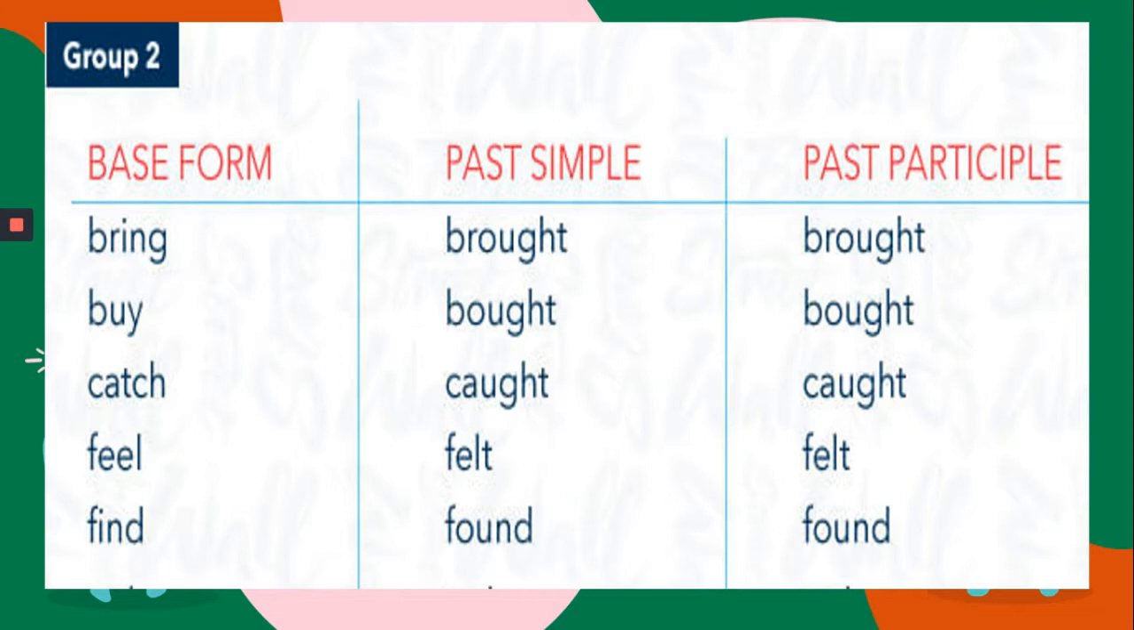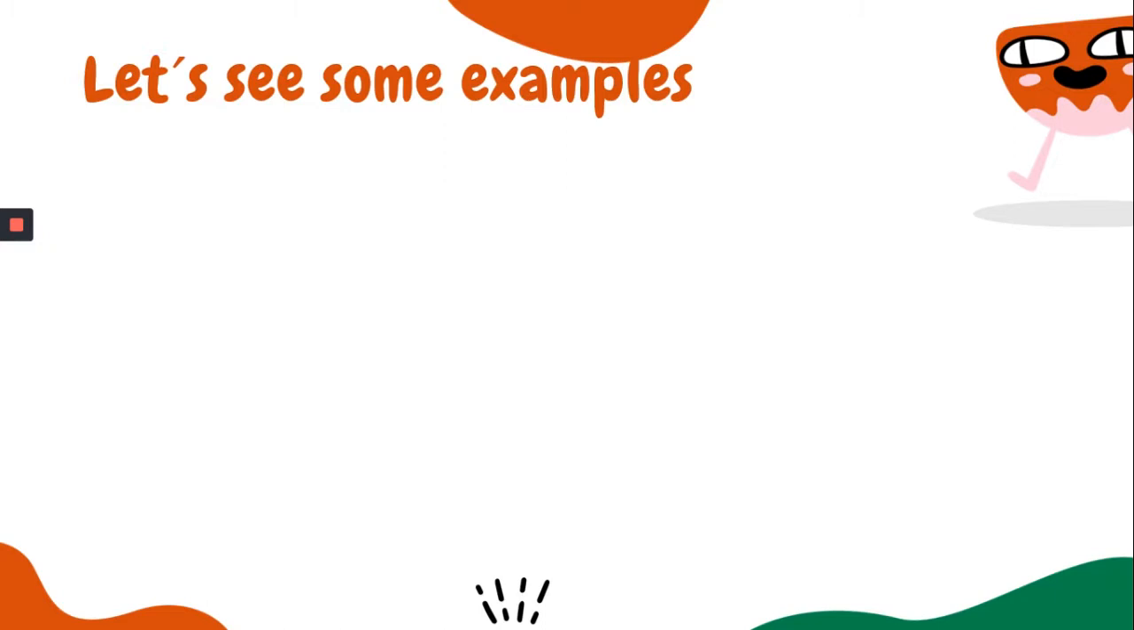Let's take a look at some examples. For example, for the simple present tense, I'm going to use again the personal pronoun I, and I can say that I bring the paper.